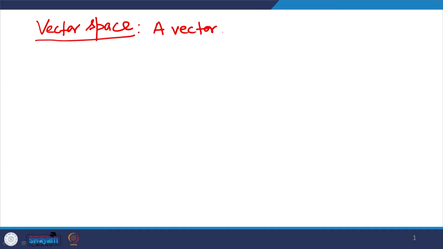So, we start this lecture with the definition of vector spaces. So, let us define vector space. So, a vector space V over the field R. So, here V is the set of vectors and R is a field of scalars.